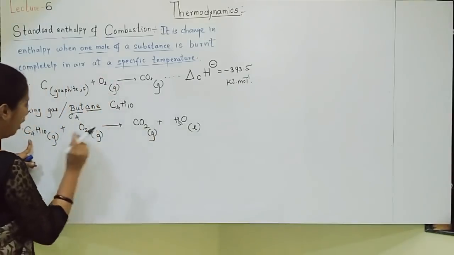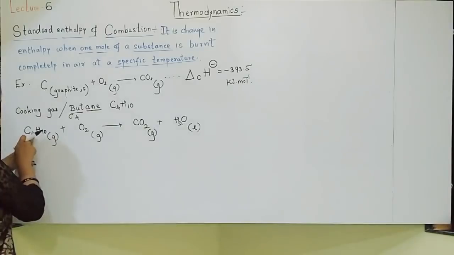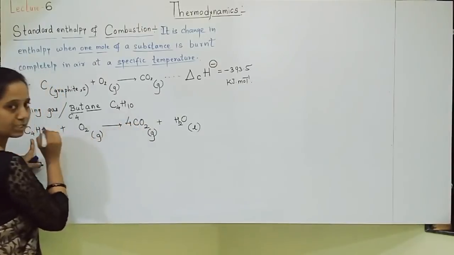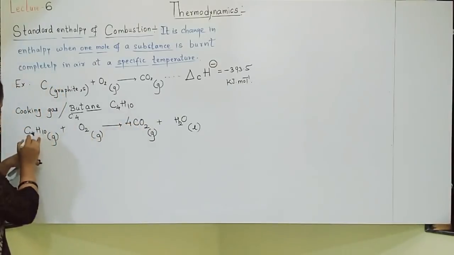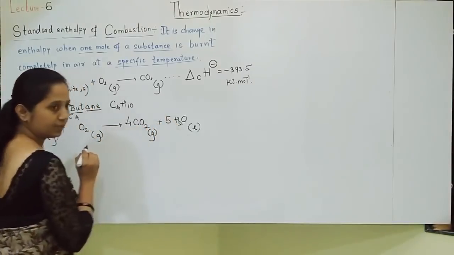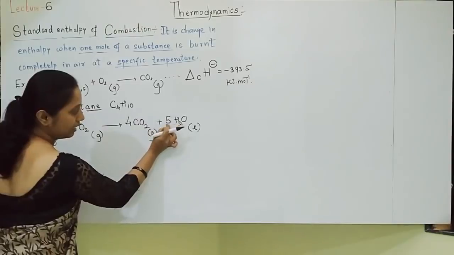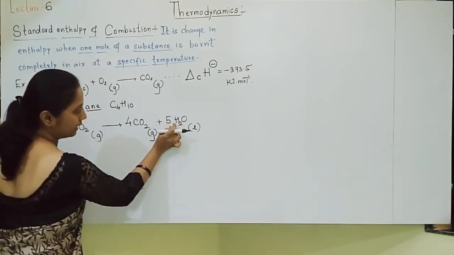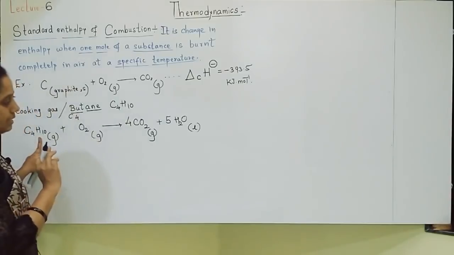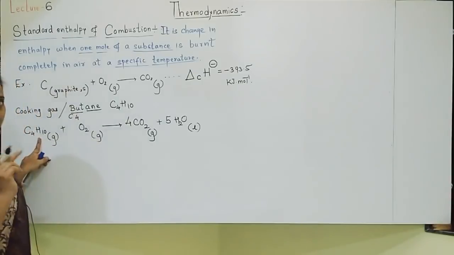Okay, now C4H10 should burn completely. So in butane, how many carbons are there? 4. So I must write here 4 because it burns completely. Next, hydrogens are 10. So I must write here 5. Understood? 5 2s are 10. Carbon was 4, so I wrote here 4. Clear? Like this, butane burns completely.